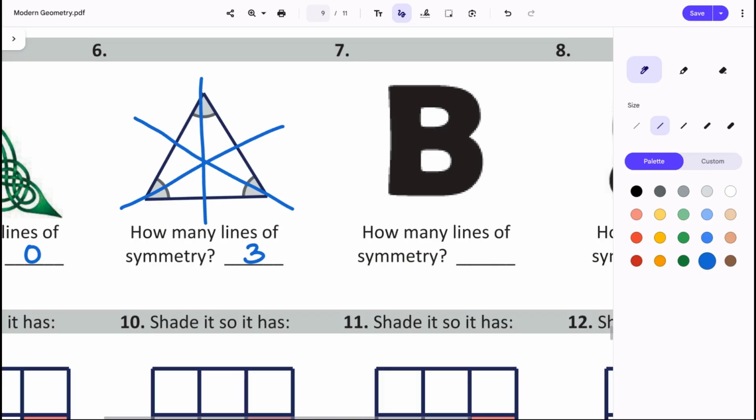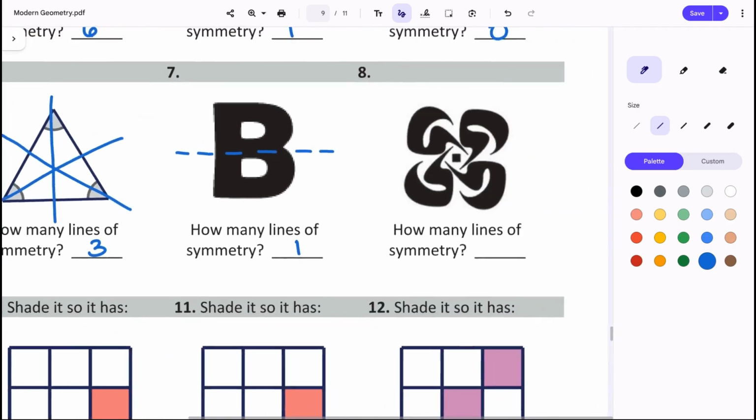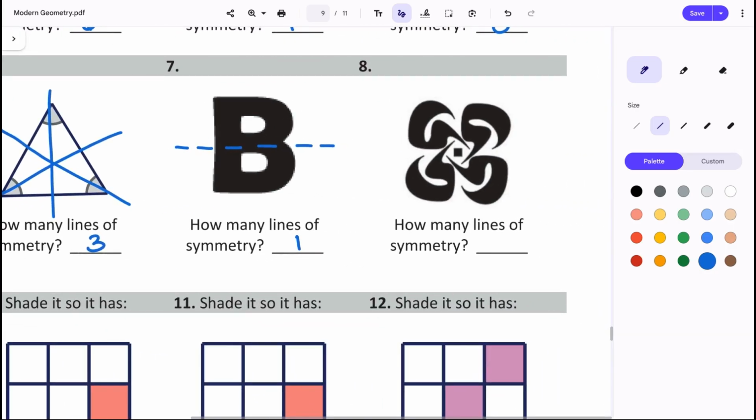Where can I cut that B at, Logan? Right down the middle. Horizontally or vertically? Horizontal. Like that. So just 1. And 8? 0. 0 again, okay? This one again is getting a little too technical with its pattern. Not all patterns will have 0.